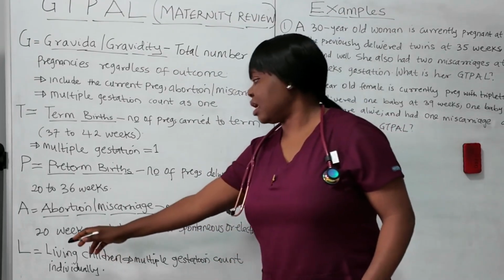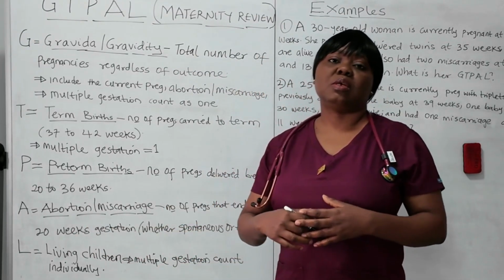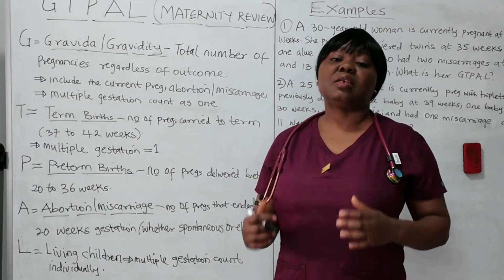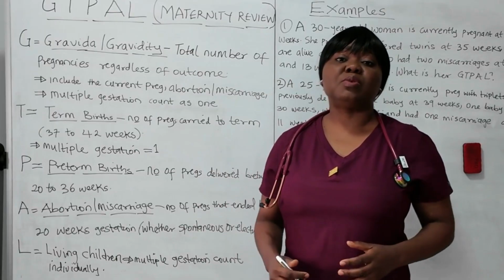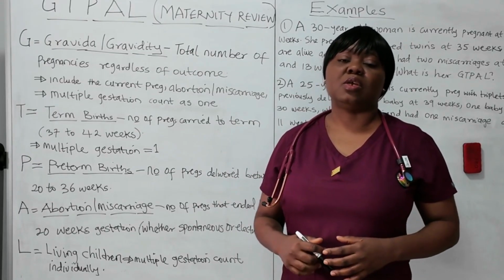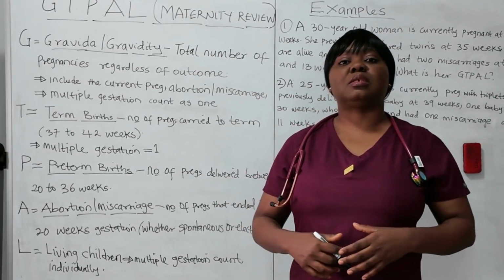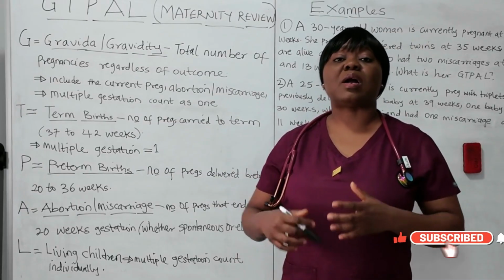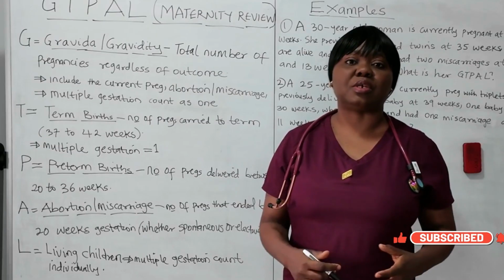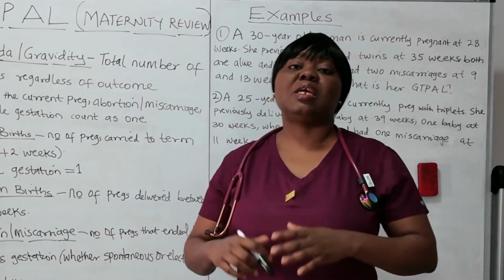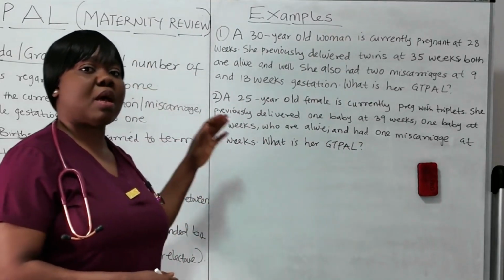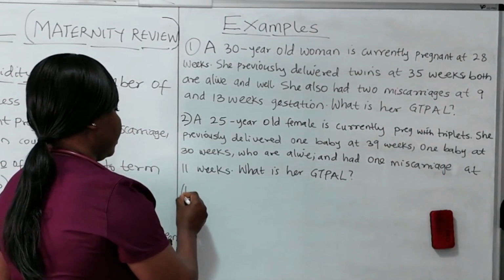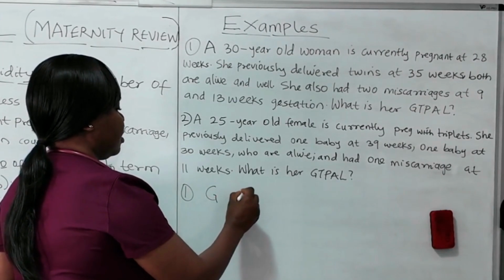The last one is L for living children. So it's just as the name says, living children, the number of children that are alive. Now take note, for these living children, multiple gestation will count individually. So let's say a woman has been pregnant once, but that pregnancy resulted in triplets and the triplets are alive. So when we are counting living children, we'll be counting it as 3 and not as 1. Now let's look at some examples to analyze what we have discussed so far. So the first example, let's bring out the criteria GTPAL.